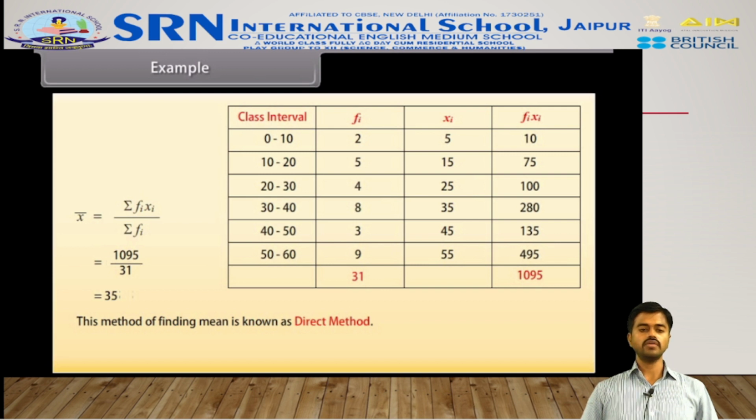Now we know that if we apply the formula x bar is equal to summation of fi xi upon summation of fi, we require the sum of frequencies and the sum of the products of frequency and observation.